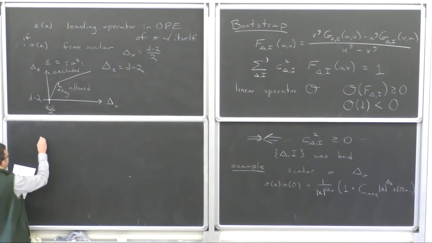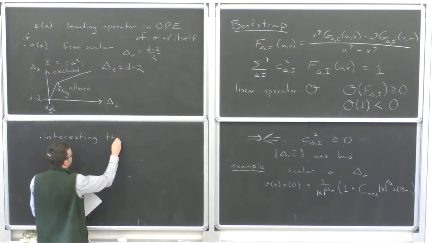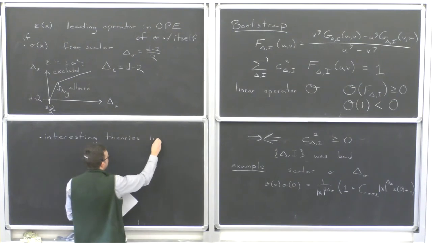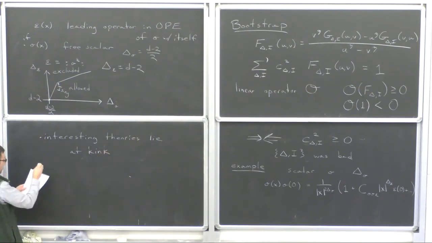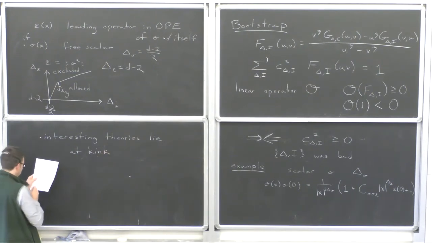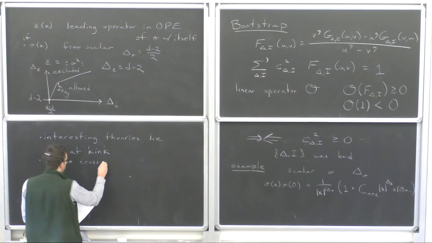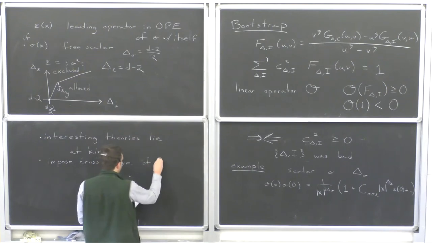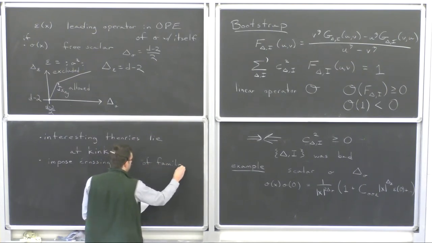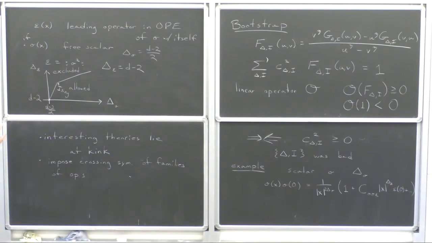So first remark is that interesting theories seem to lie at kinks, or at least that's the hope or wish or desire or observation in certain cases. And another remark is that you can impose crossing symmetry on families of operators. So I think to get this plot, people just look at maybe the four-point function of sigma with itself, or maybe sigma with some of the epsilons.